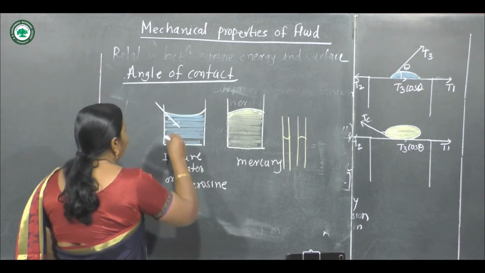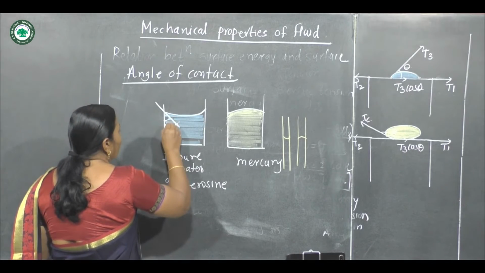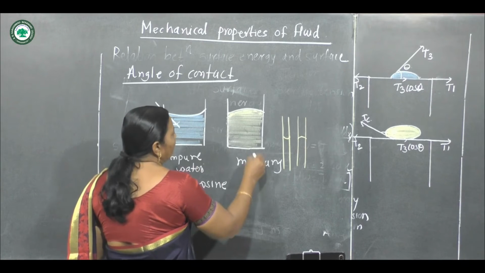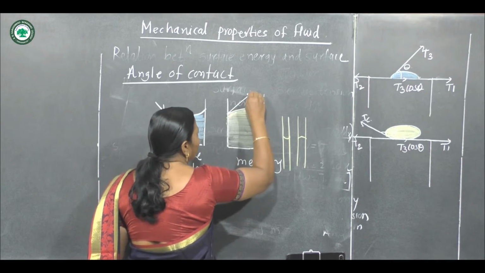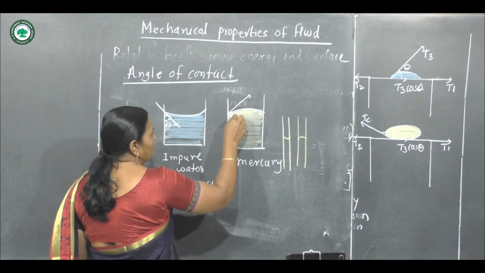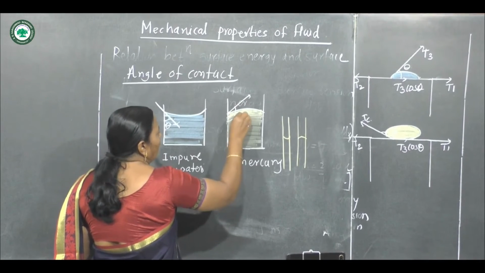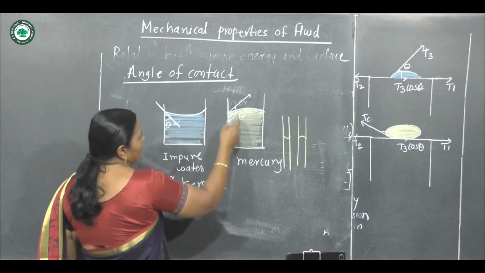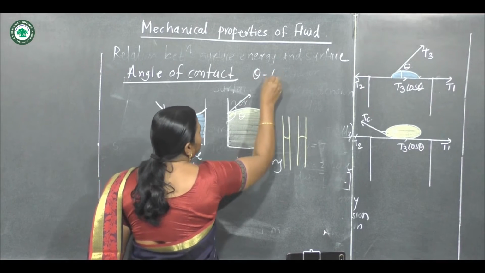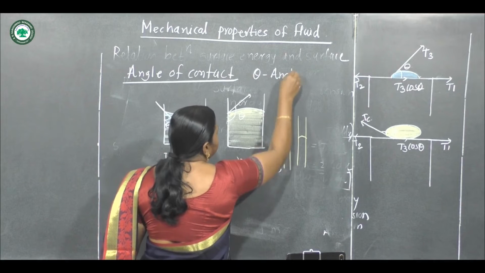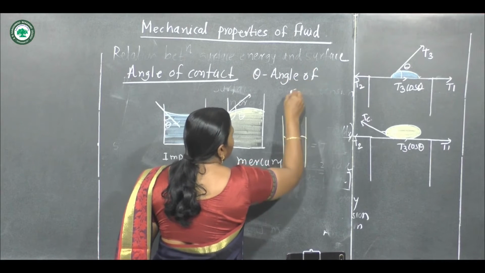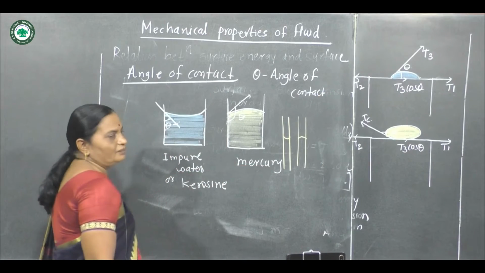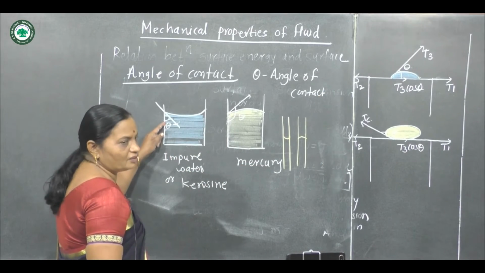Then theta denotes the angle of contact. Now in case of mercury again, suppose we draw the tangent to this free surface and it gives theta, and theta is the angle of contact. In both cases theta is the angle of contact. Then we can define this angle of contact.